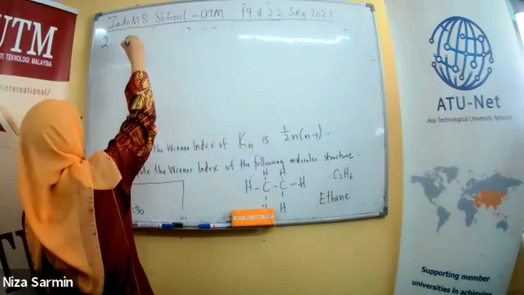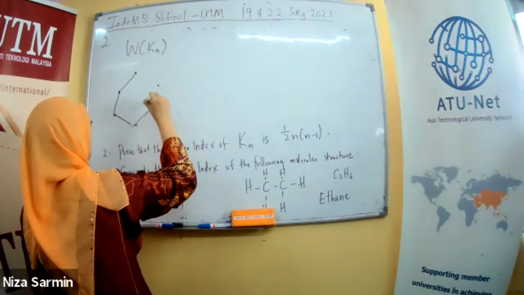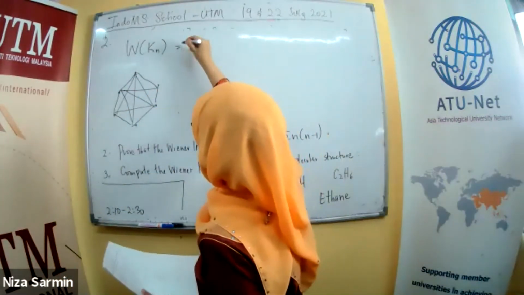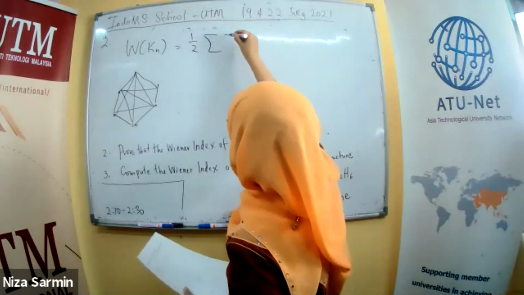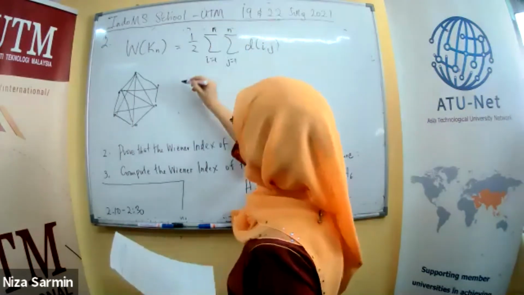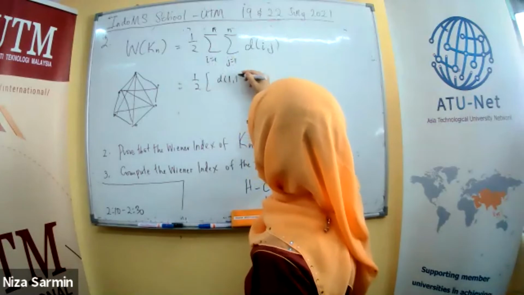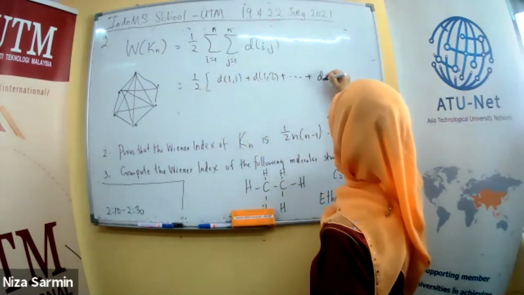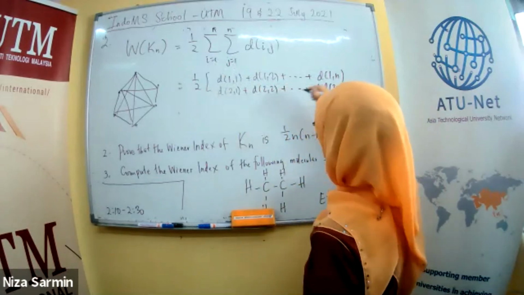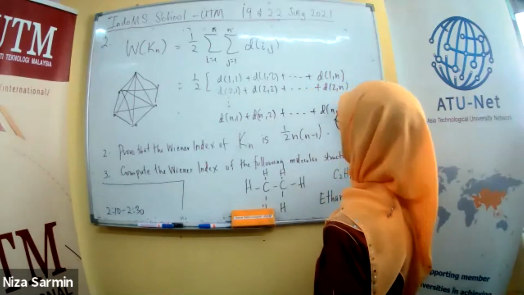So we want to find W of Kn, right? So if you have n vertices, all connected, this is half the sum over i and j, j from 1 to n, i from 1 to n. So first you have d of 1, 1, then 1, 2, until 1, n. Then you go to 2, 1, 2, 2, until 2, n. All the way down to n, 1, n, 2, until n, n.